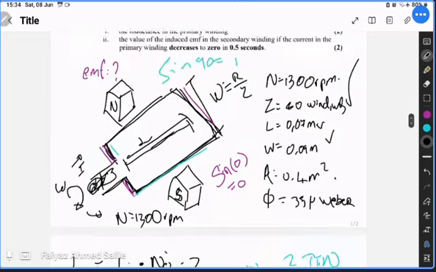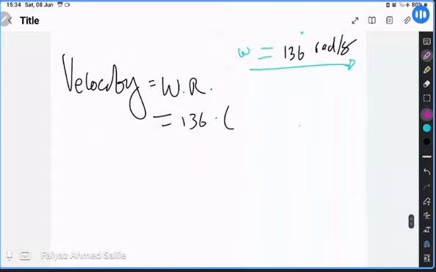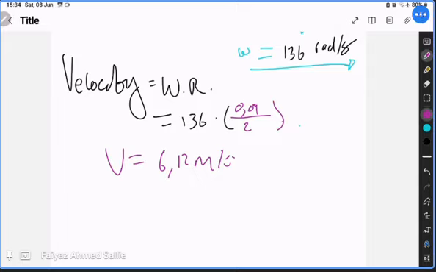So let me just indicate to you guys, from the center of the shaft to the end of the shaft, that's the radius. Going to our calculations, we have 0.09 over 2, and the velocity is 6.122 meters per second. So let's just make that 6 meters per second.